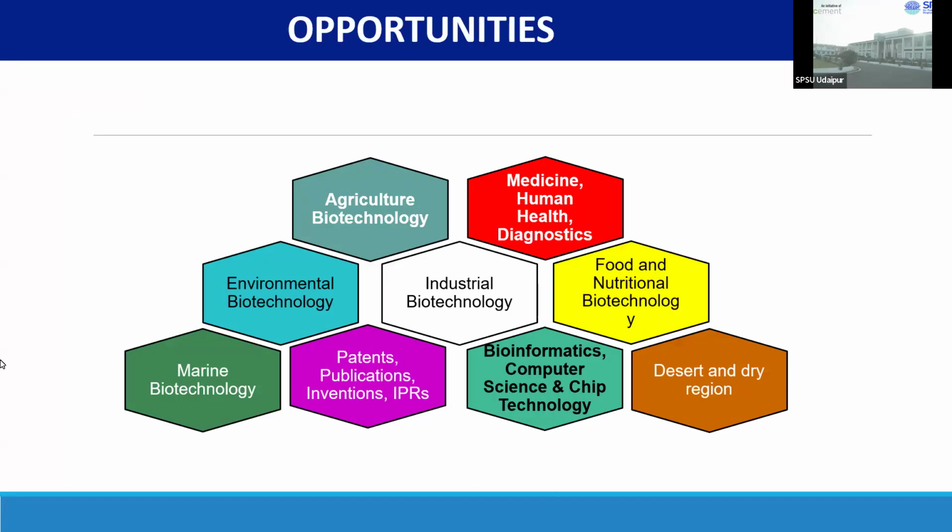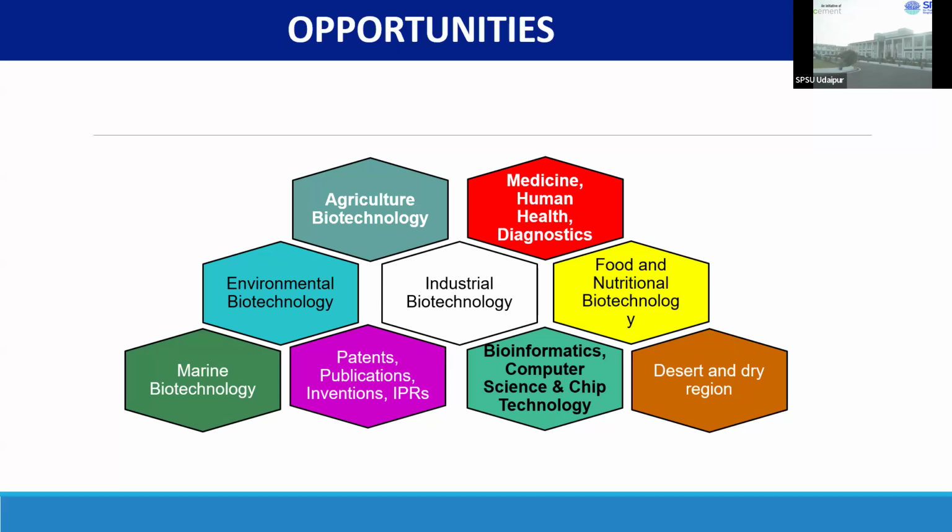Okay. And as you can see here, there are some more names you can see. Like apart from this bioinformatics and environment, industry and food, medicine, agriculture, you can see marine biotechnology, patents, publication, invention, IPRs, desert and dry region. Okay. So in all these sectors areas there is application of biotechnology, और क्योंकि application है इसलिए आपकी opportunity भी है.